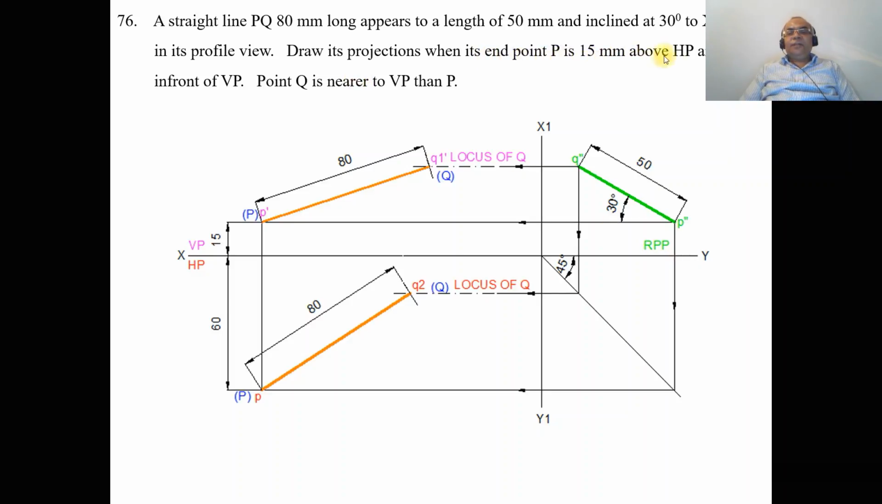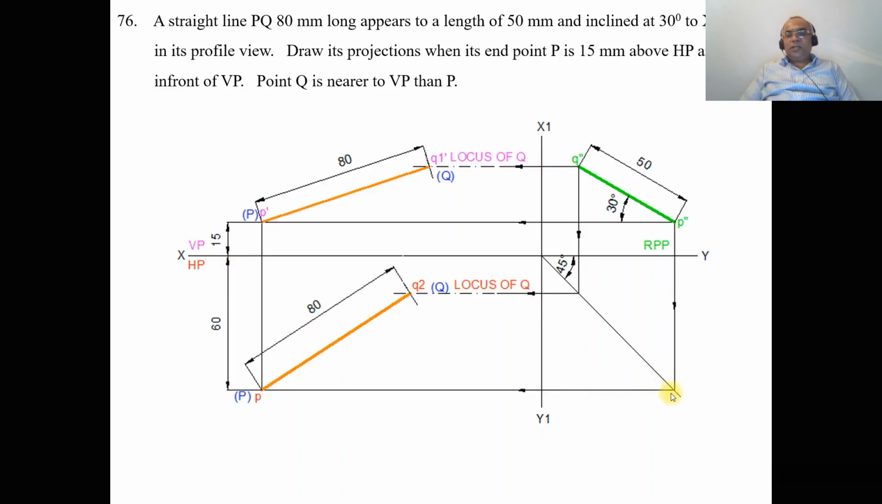When its end point P is 15 mm above HP, 15 mm above HP is always seen in the vertical plane. So from the XY line you measure 15 mm above and draw a horizontal projector. Similarly, 60 mm in front of VP. In front of VP is seen in HP, so it is below the XY line. From the XY line you measure a distance of 60 mm and draw a horizontal projector. Then you draw a 45 degree line from the intersection of the XY and X1Y1 lines by using the protractor. You measure an angle of 45 degrees and draw a 45 degree line adjacent to HP.